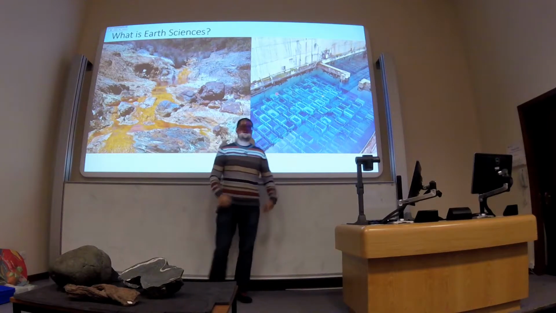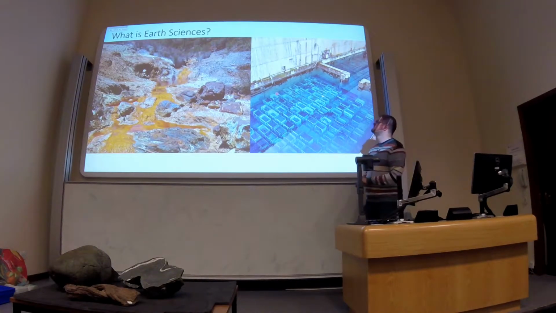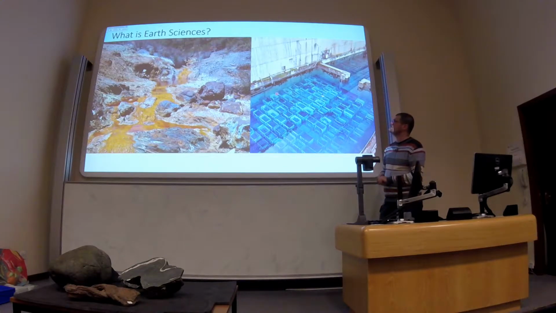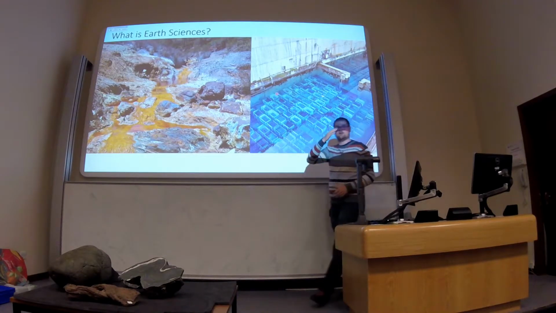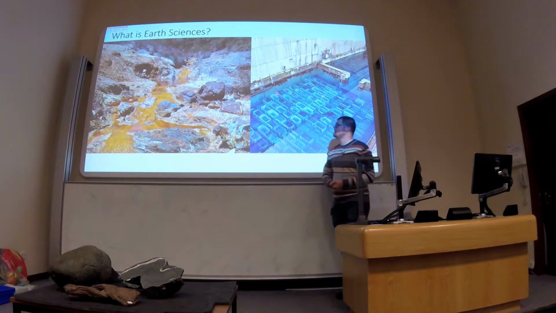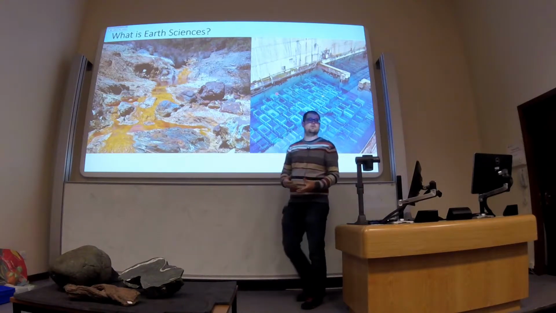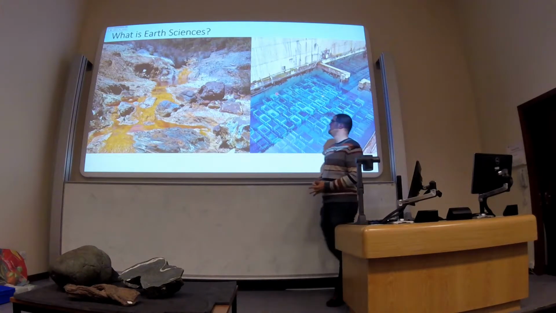Acid mine drainage: we like getting things out of mines, they give us metals and things that we can make products out of, but there's environmental damage to doing that. So one of the things that some earth scientists do is look at these systems and try to figure out ways of making them better, or controlling the pollution in a better way.